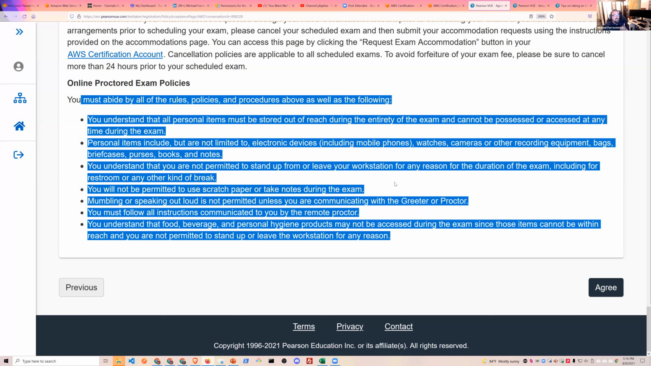You're not going to be able to stand up or leave your workstation for any reason, including restroom or any other kind of break. There's no notes, no mumbling or speaking. Food and beverage may not be accessed in any way, shape, or form. This isn't really a problem for a 90-minute exam. I've got to say, after 3 hours, I was pretty thirsty for the professional and specialty exams.